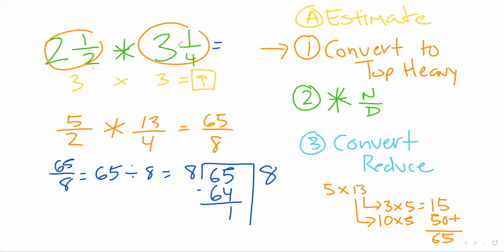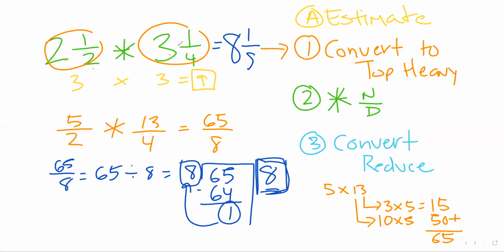So there's my answer. I have 8 wholes, right? These are my whole numbers out here. And 1 left over out of 8, out of what I'm dividing it by. And so when we take 2 1/2 and we multiply it by 3 1/4, we get 8 1/8. And if we look at our estimation, this is reasonable. 8 1/8 and 9 are really close to each other. So that would make sense, right?